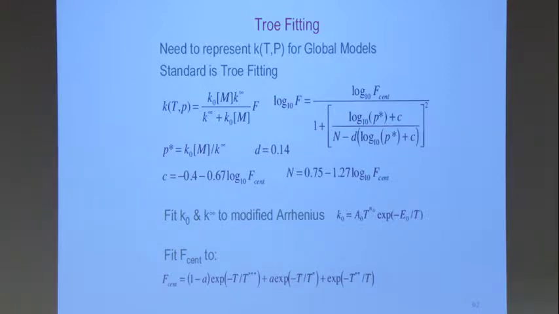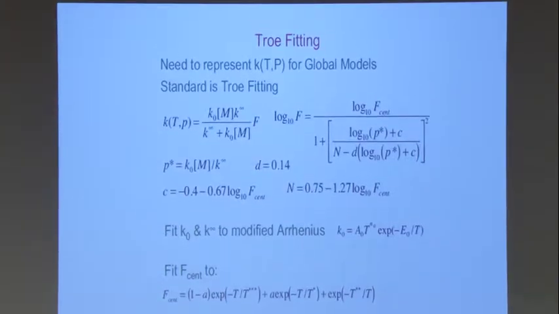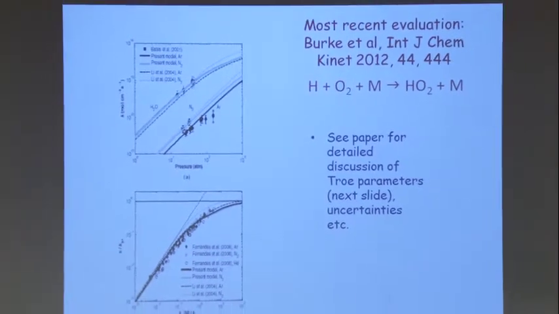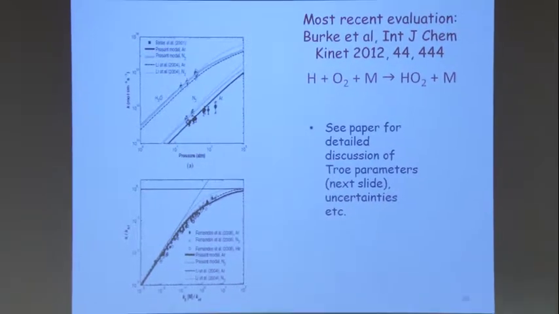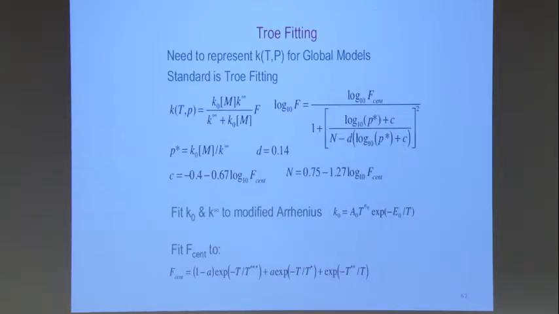If you use ChemKin and Cantera, they expect this form if you have a reaction like this. And those parameters are all known now. This paper by Burke gives you all the Troe parameters for H plus O2 plus M, error bars on them, everything about it. All right.